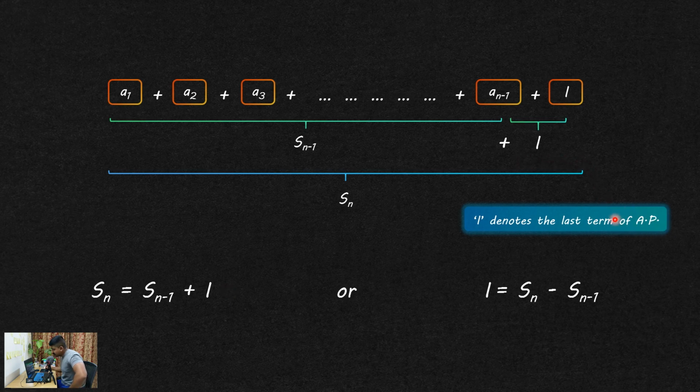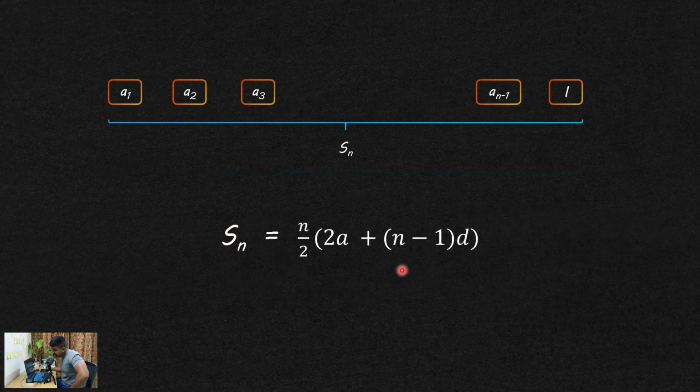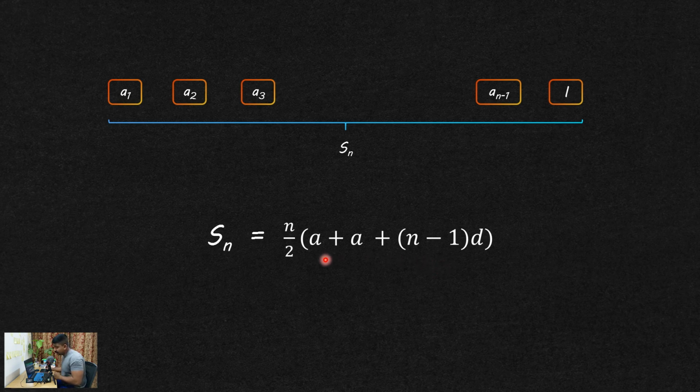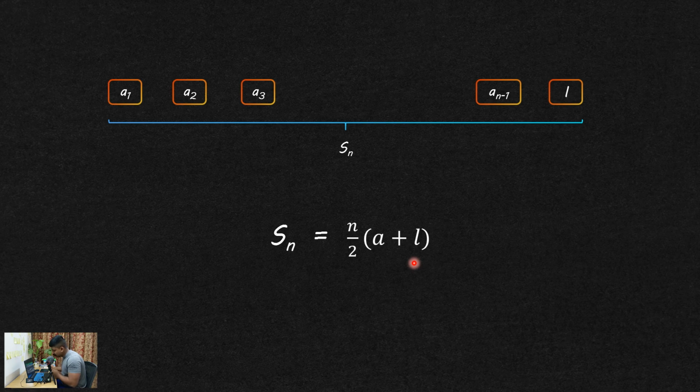Now if L denotes the last term of the AP, then we substitute an with L, and finally we have L equals, that is last term, Sn minus Sn minus 1. So the sum of first n terms of an AP is equal to n by 2 into 2a plus n minus 1 into d. Instead of writing 2a, we can write a plus a, and then finally we can write Sn equals n by 2 into a plus L. So here we have concluded the sum of first n terms of an AP.